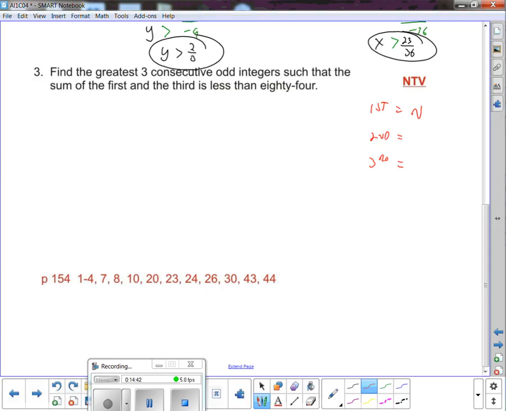So let me pause for a second. Jog your memory. We have 3 consecutive odd integers. The first one is n. Pamela, second one is? Yes. Thank you. Almost looked at it wrong myself. 3 consecutive odds. And the third one is n plus 4.